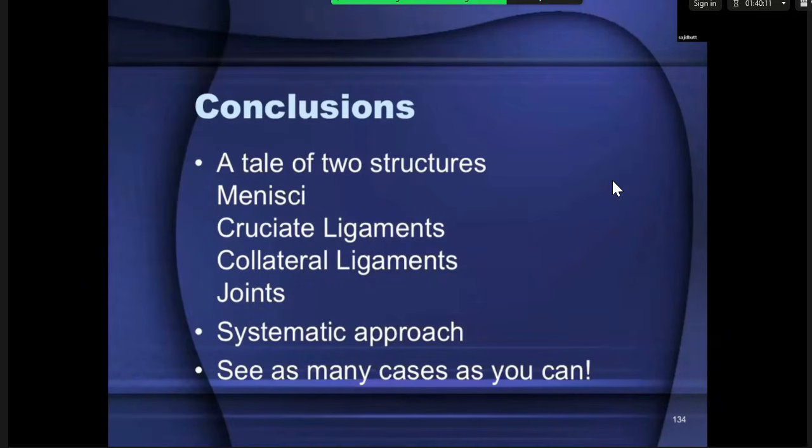So in conclusion, we have gone through a whirlwind tour of knee joint MR. I've tried to encourage you to look systematically at structures, including the medial and the lateral menisci, the anterior and the posterior cruciate ligaments, the medial and lateral collateral ligaments, and the tibiofemoral and the patellofemoral joints.